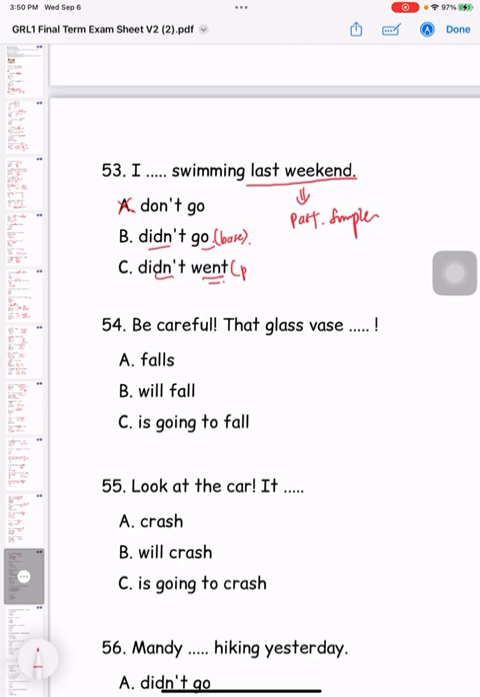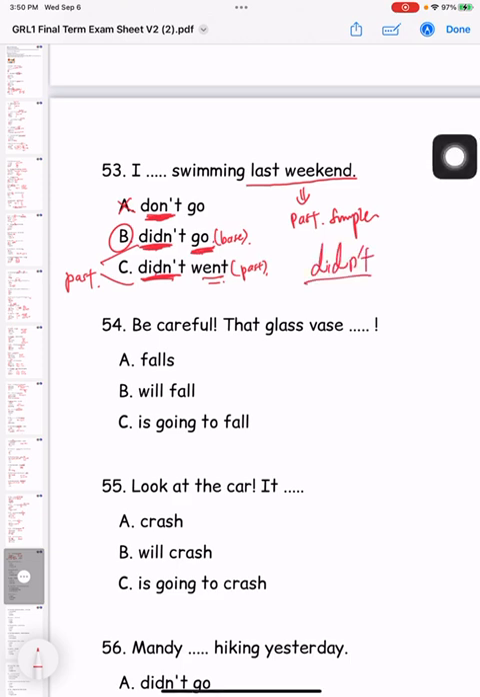Went is the past verb. So which one should we use? We should choose B. Why? Because did, they both already mean they already changed it from do or don't to past. So the verb at the back, we just remain it as the base form. That means when we have changed it to past form, the verb at the back we should remain as the base verb. We shouldn't use past form again. So B is the correct answer.